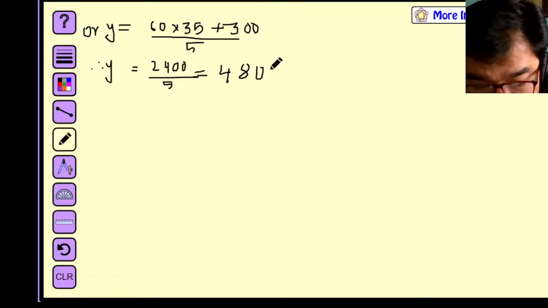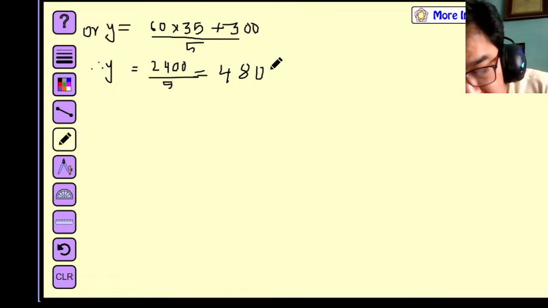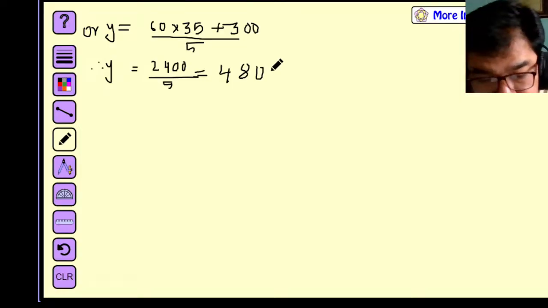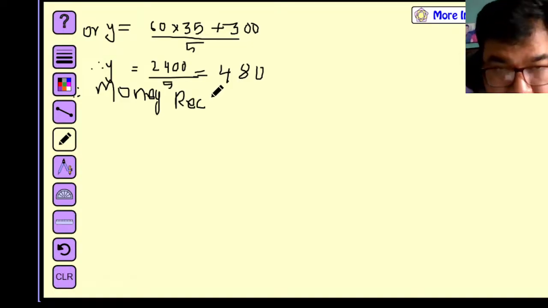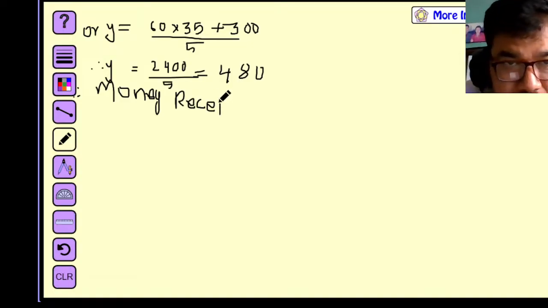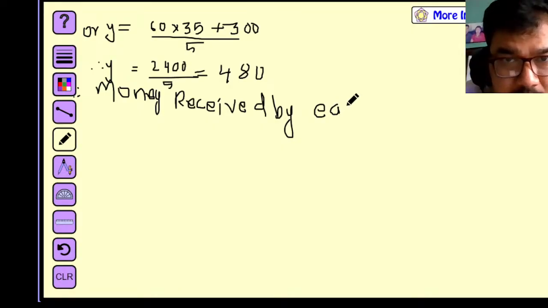That means that much is the money received by each. Therefore, the money received by each equals rupees 480.